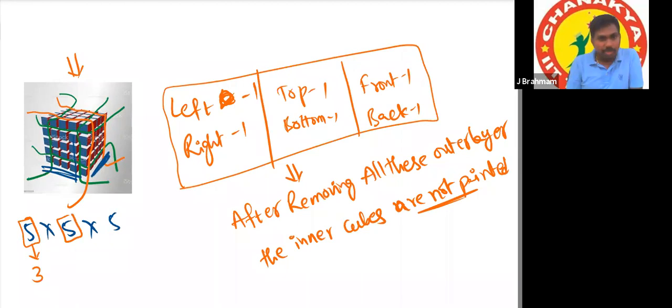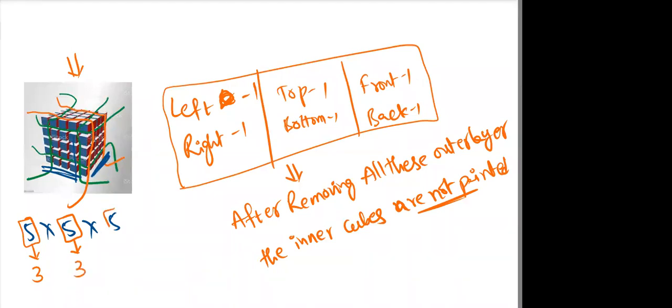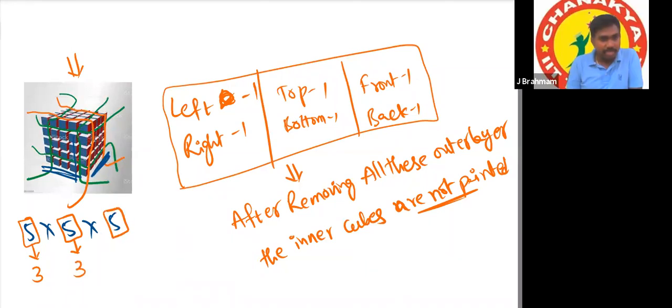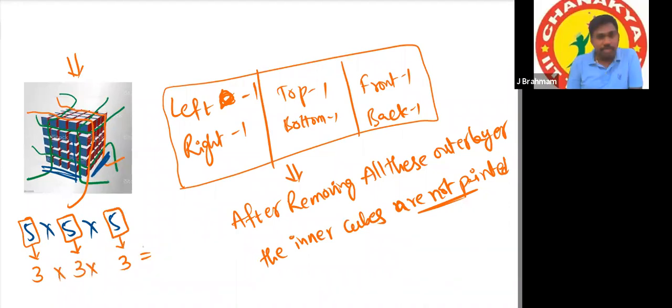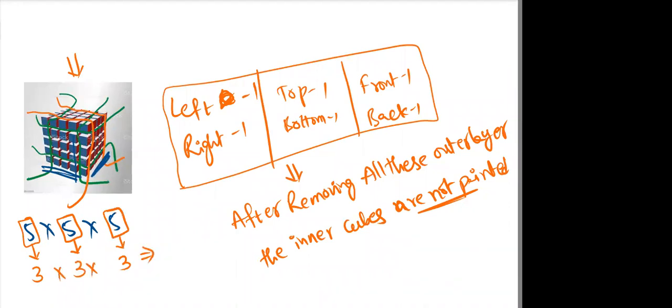Suppose this is top and bottom. If you remove the top one layer and bottom one layer, how many layers are remaining here? 3. And consider this as front and back. If you remove the front one layer and back one layer, how many layers are remaining now? 3 again. Now this cube consists of how many smaller cubes? 27.